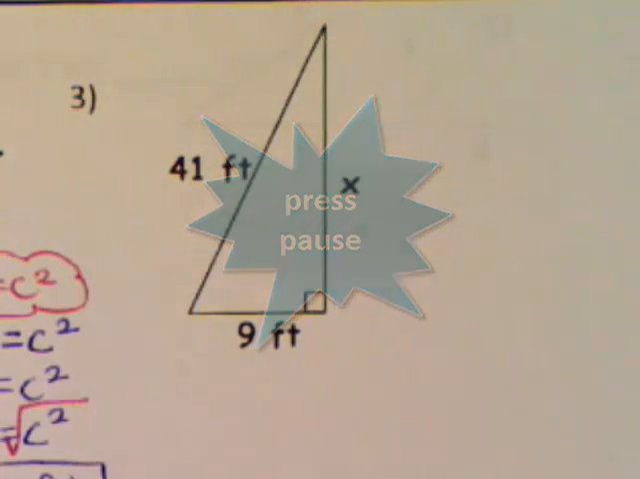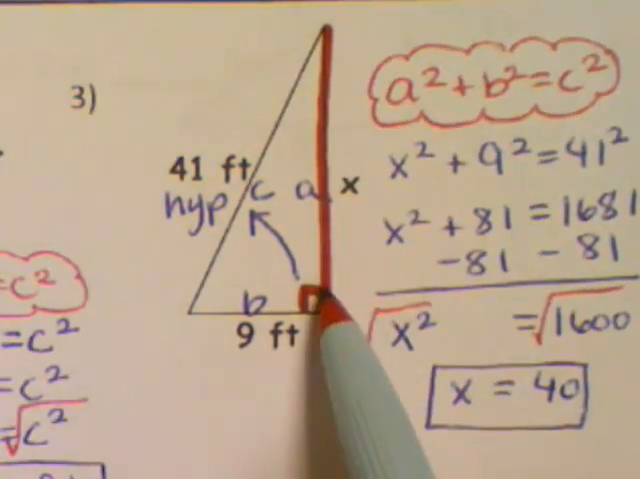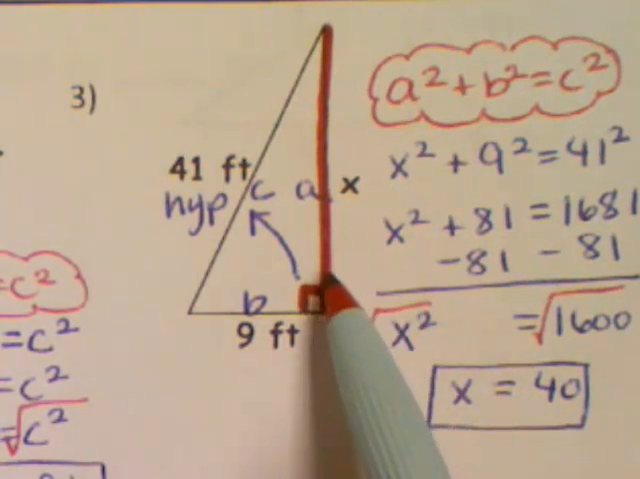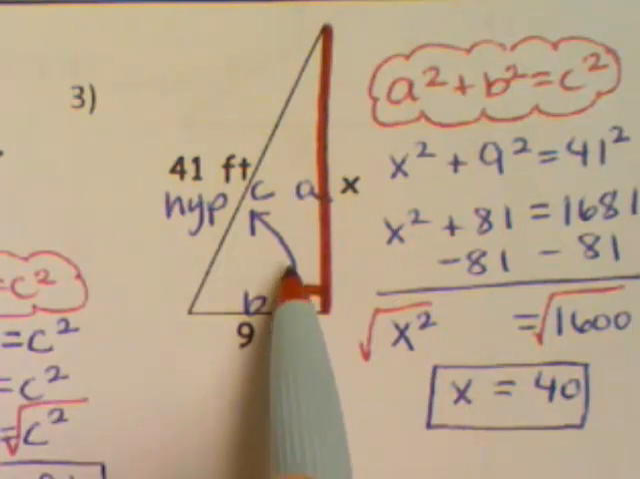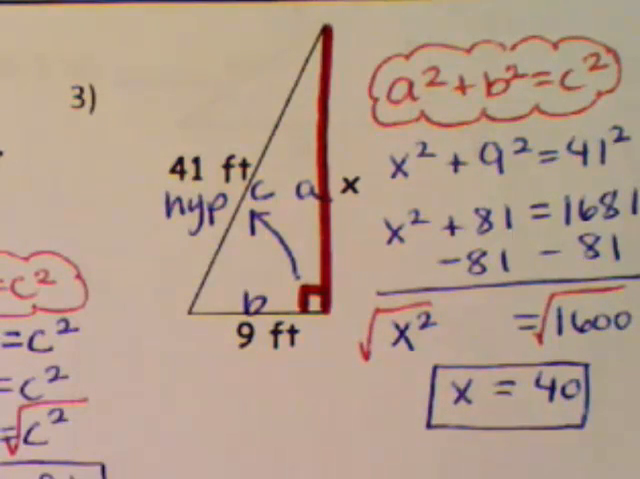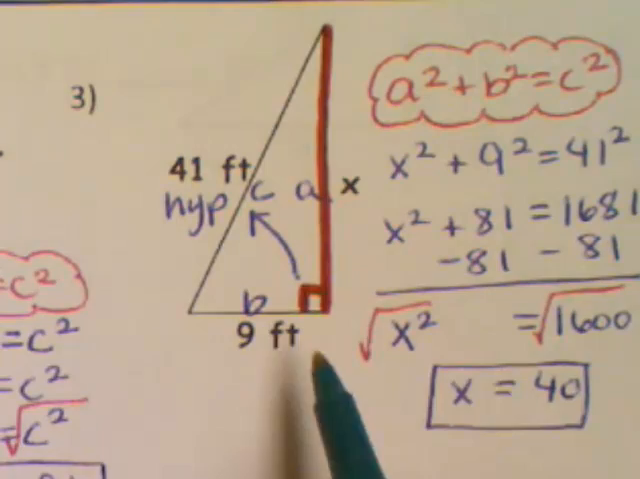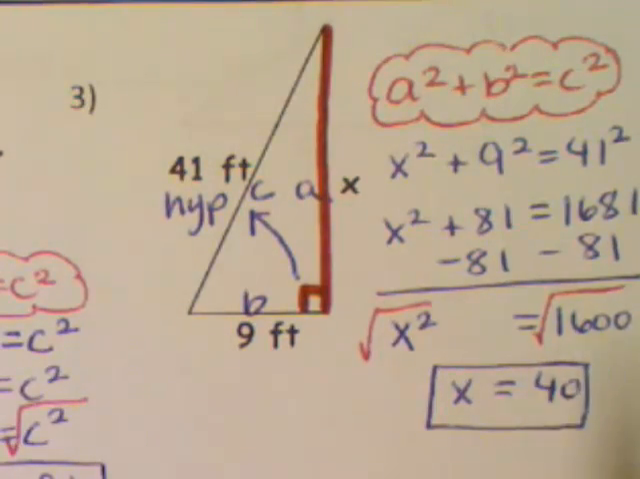So on this one, when I drew in my missing side length, I can see that it ran right into that right angle. So it could not be the hypotenuse. So all the way across from the right angle is the hypotenuse. So in this case, our length 41 feet is our hypotenuse C. Then the other two, it doesn't matter which one you picked for A and B, because we'll replace them in these two locations. So that doesn't matter.